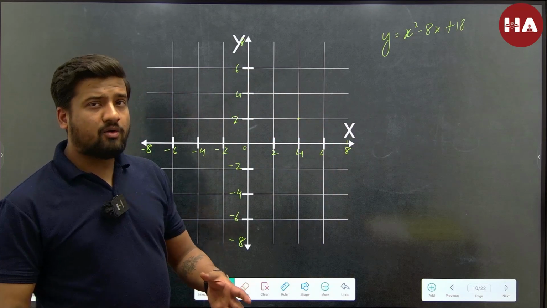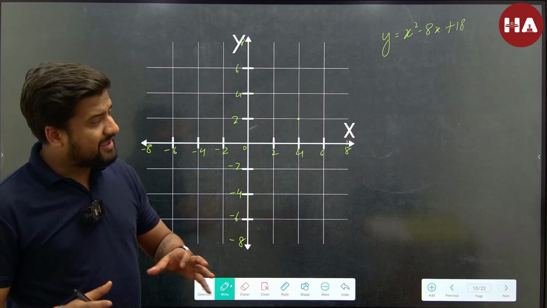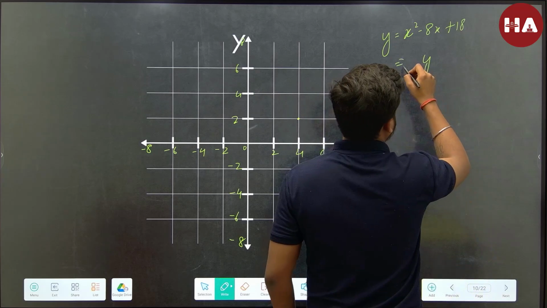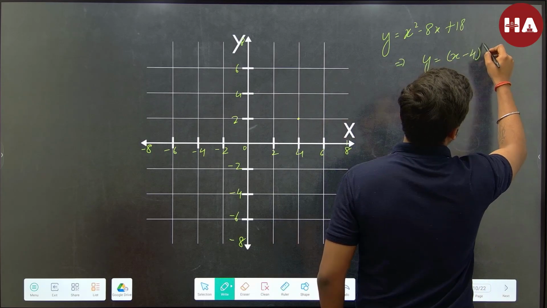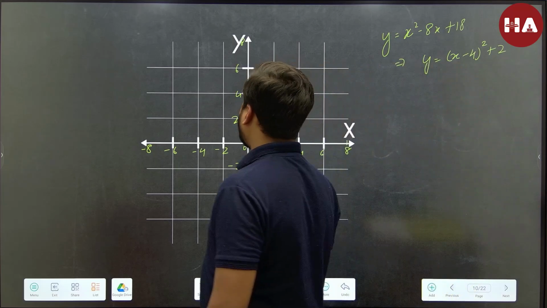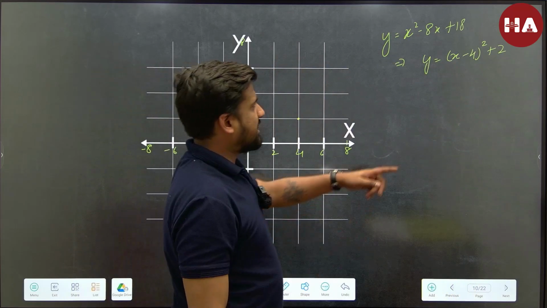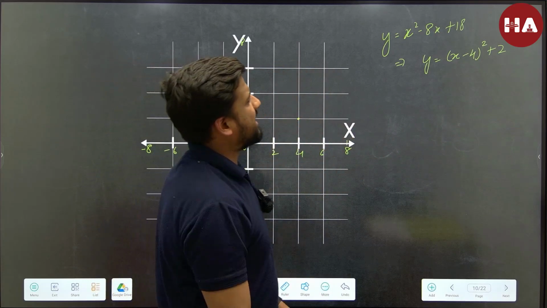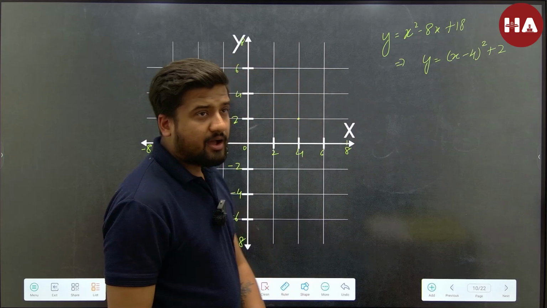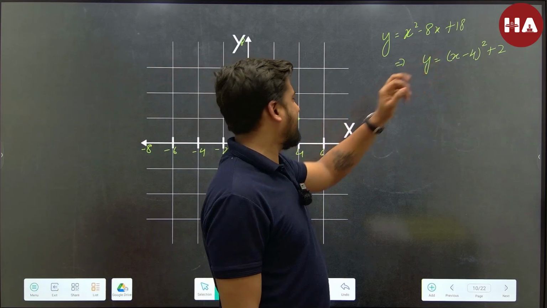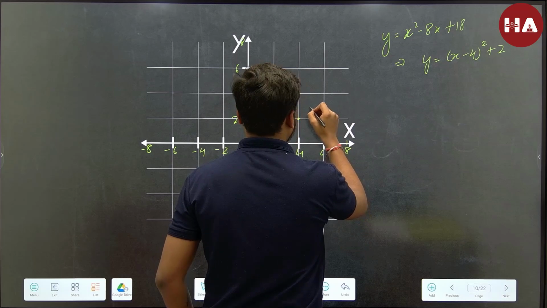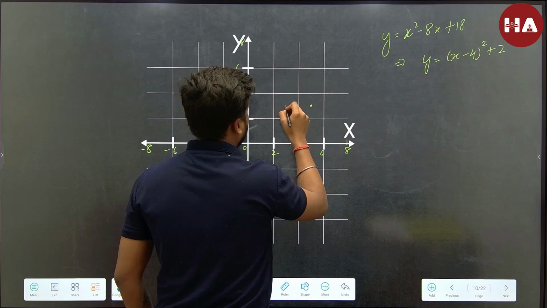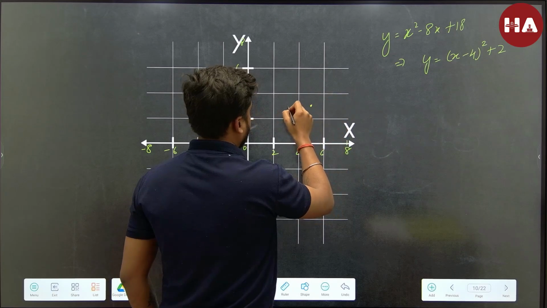All right. Now, what we can do is we can just try. Your other equation was y equals (x minus 4) whole squared plus 2. Now, if I put x as 4, I am getting y as 2. Correct? All right. Now, let's put x as 5. If I put x as 5, I'll get y as 3. So 5 comma 3 will be somewhere here, and if I put x as 3, I'll also get y as 3.